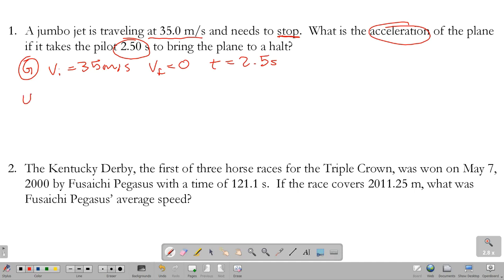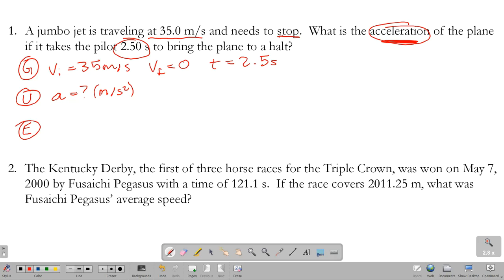Now, our unknown here, circled over here, is acceleration. It says, what is the acceleration of the plane? So acceleration is equal to question mark. And then the units for acceleration are going to be meters per second squared. Make sure you get that squared in there, because otherwise the units will be meters per second, which is what we use for velocity and speed.